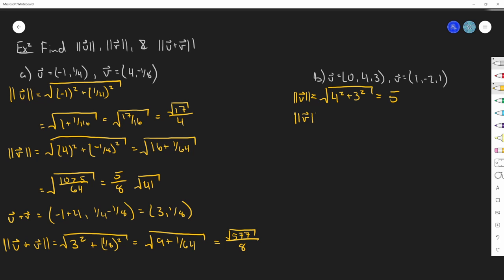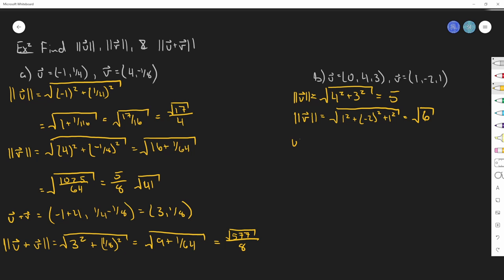So then the magnitude of v is the square root of 1 squared plus -2 squared plus 1 squared, all of that square rooted. And that is equal to the square root of 1 plus 4 plus 1, which is 6. So that would just be the square root of 6.